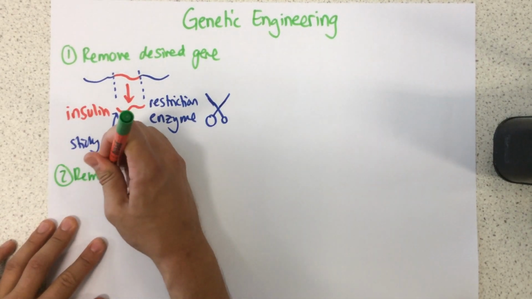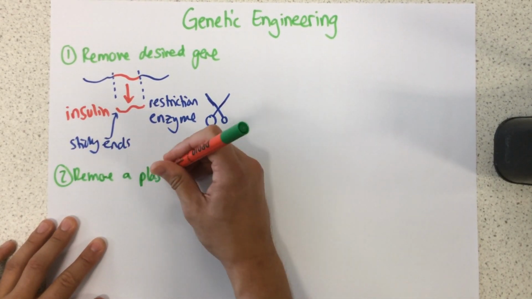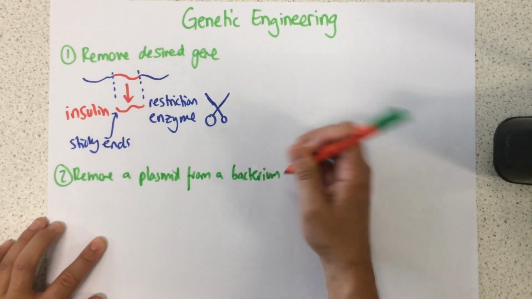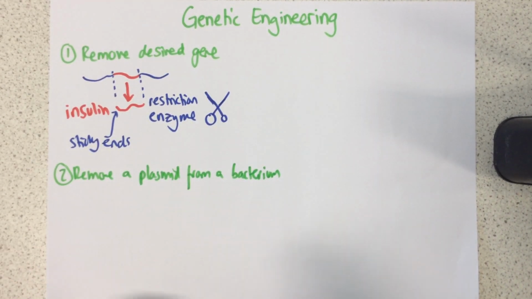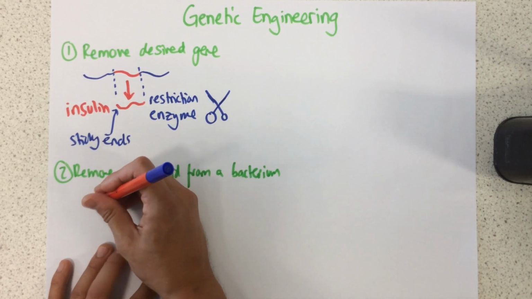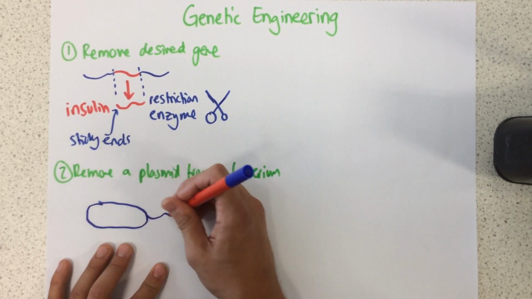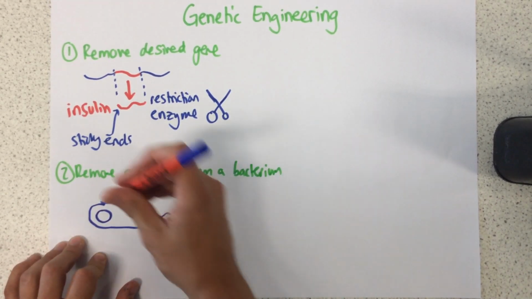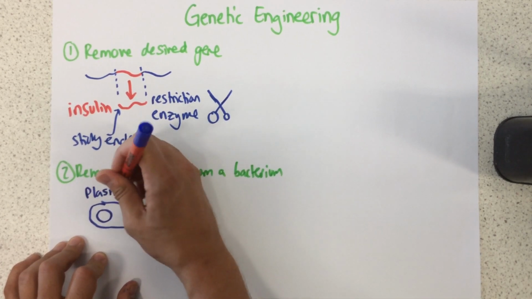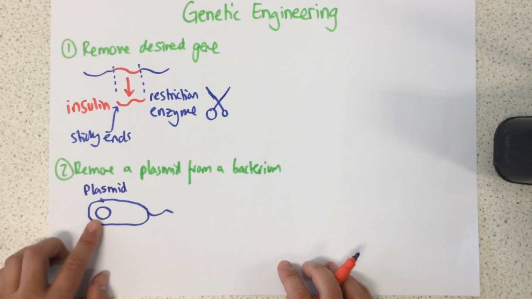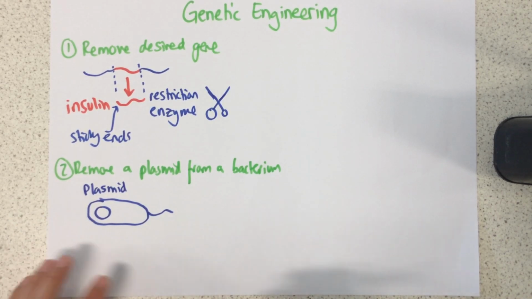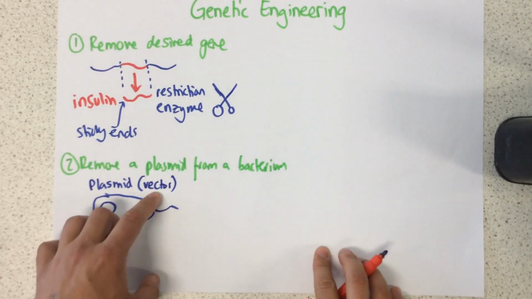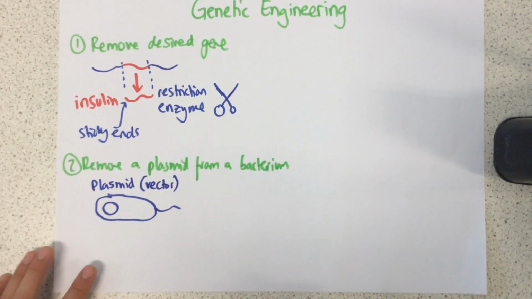Okay, next thing that we need to do is remove a plasmid from a bacterium. And we'll see why in a minute. Remember, bacteria are microorganisms, small living things. Their structure is different from our cells. A lot of bacteria have this thing called a plasmid. A plasmid is just a simple, circular bit of DNA, and that's why we use it. We use it in genetic engineering as a vector. All a vector is, is something that carries something else. And we're going to see what that is in a minute.